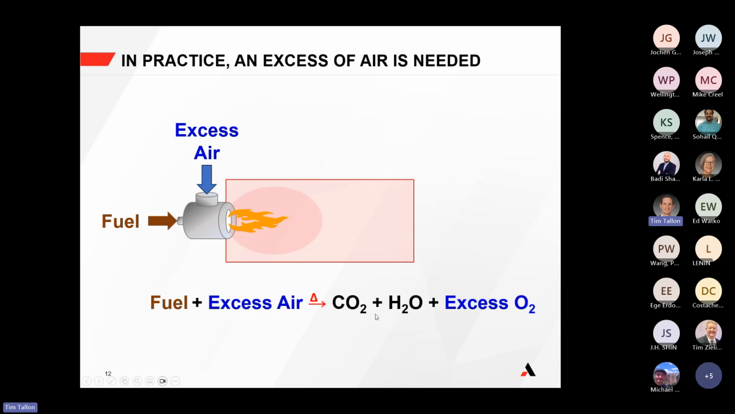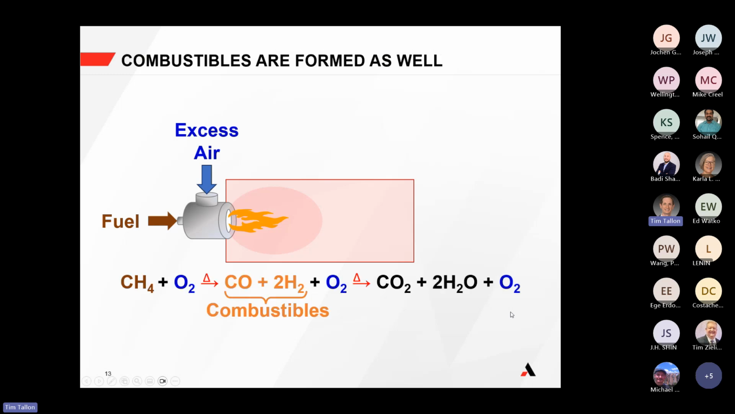And as a result, we generate CO2, we generate water, but we also generate an excess of oxygen on the outlet. So the excess of air at the beginning generates an excess of oxygen on the outlet. And even if you look a little bit deeper into the process, you really form some amount of combustibles first. So before you go from fuel, in this case methane, to carbon dioxide, you actually first oxidize to generate carbon monoxide and hydrogen, and then with any remaining available oxygen, the reaction continues to produce CO2 and water and some excess of oxygen.